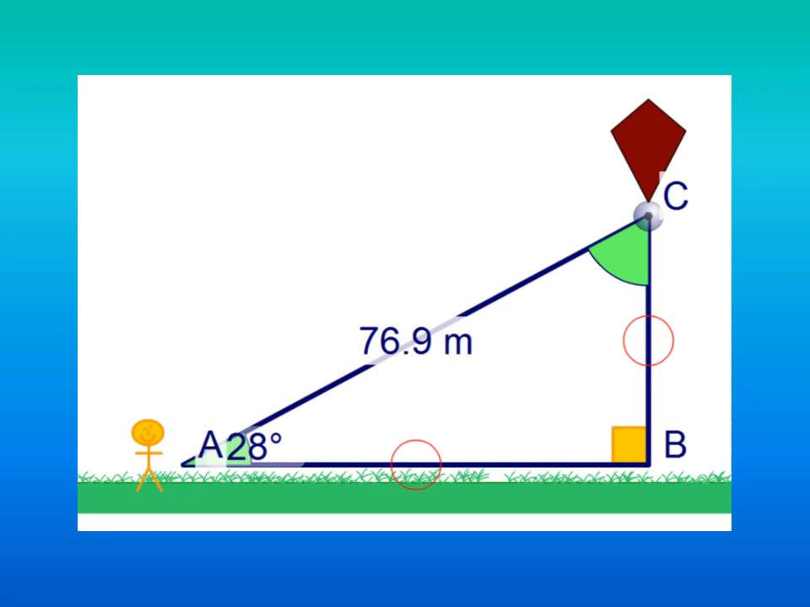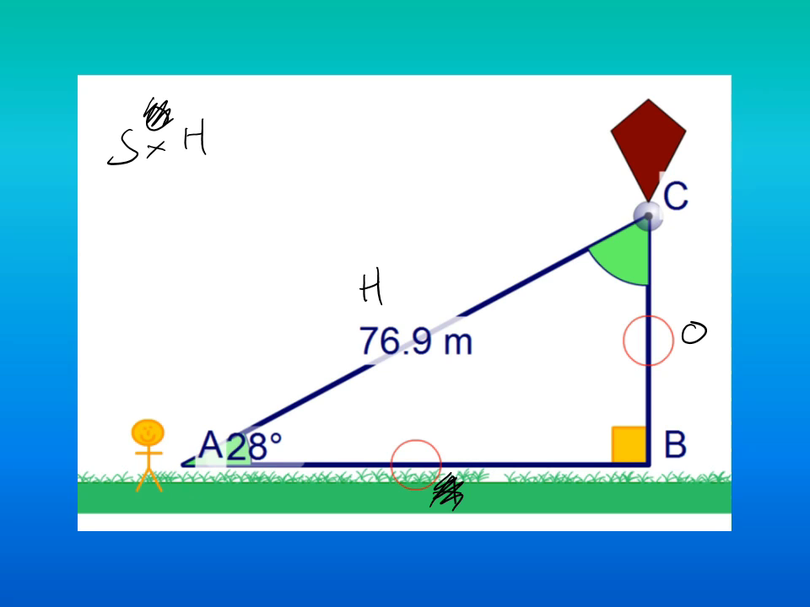Let's have a look at another one then. This time we know that the angle is 28 degrees. This person has let out 76.9 meters of string from his kite, and he wants to know how high up the kite is from the ground. So we're trying to work out the opposite. We have got the hypotenuse this time, and the adjacent is the bit that we have nothing to do with. So O and H we know is SOH. We're trying to calculate O, so we're going to cover the O.